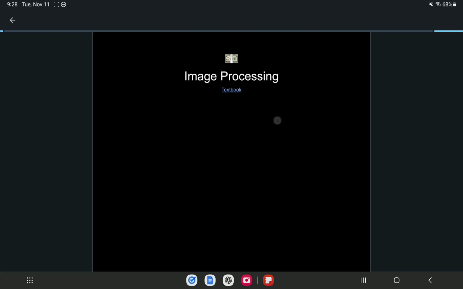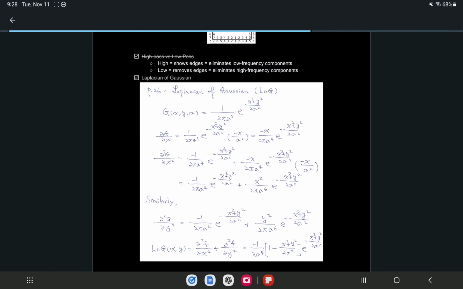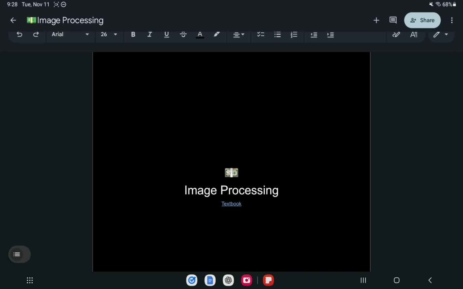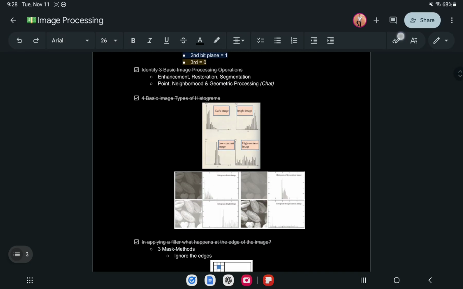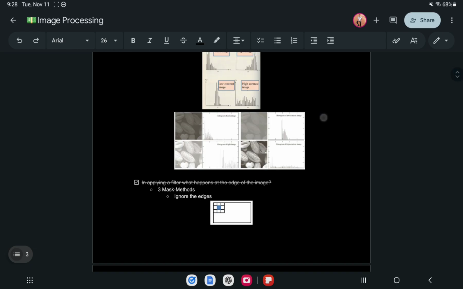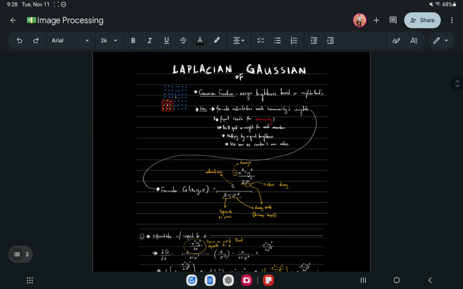Alright, so I'm just going to do a quick recap of the Laplacian of Gaussian filter. Not sure how it's pronounced, to be honest. Okay, so it's pretty simple. This is going to be a quick review.